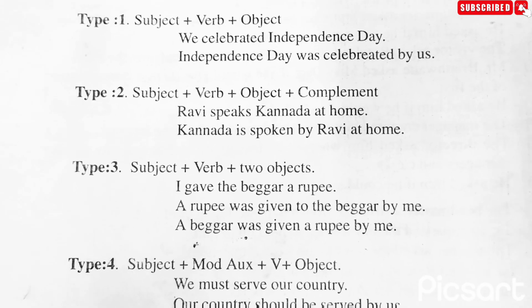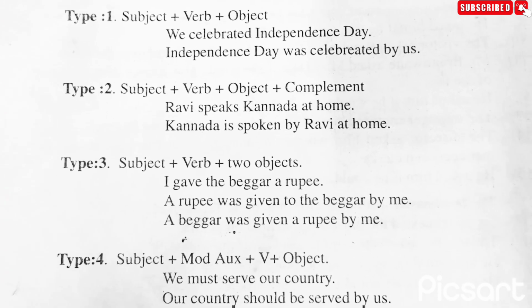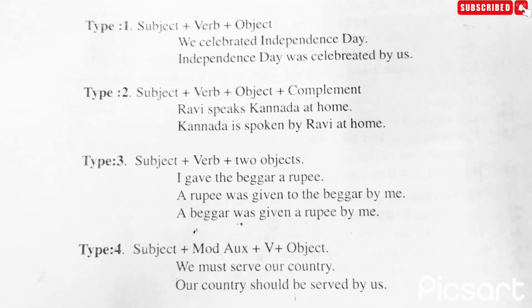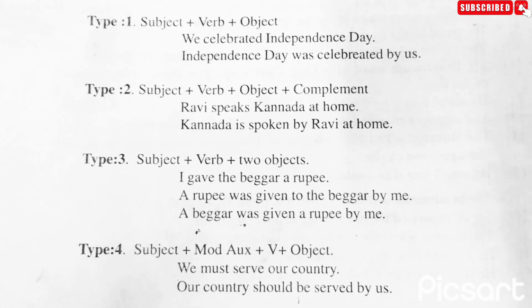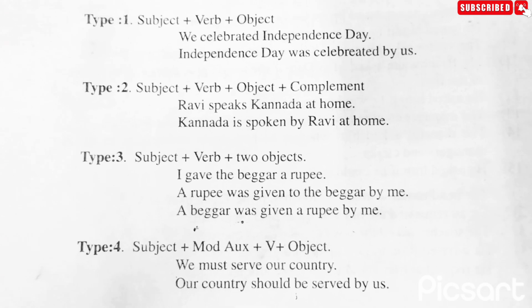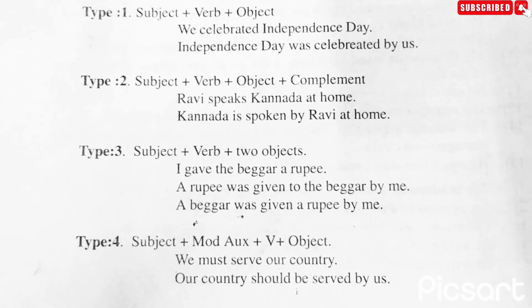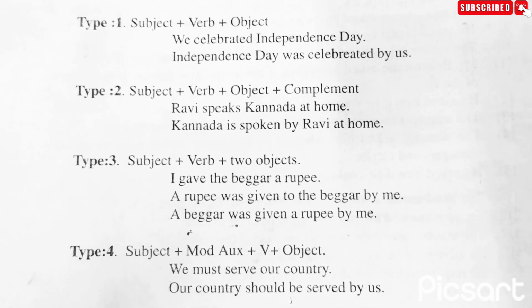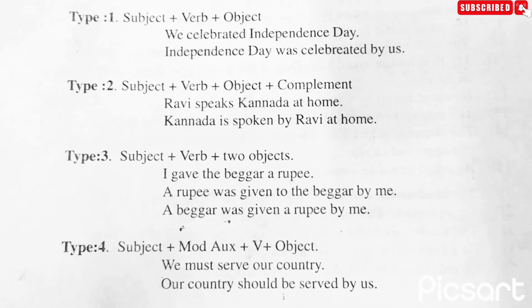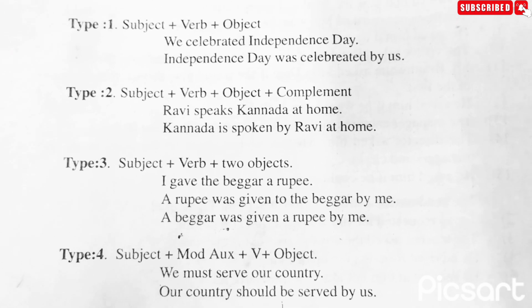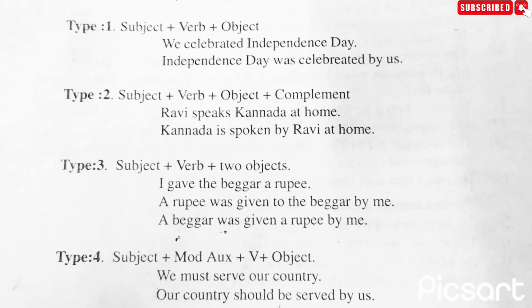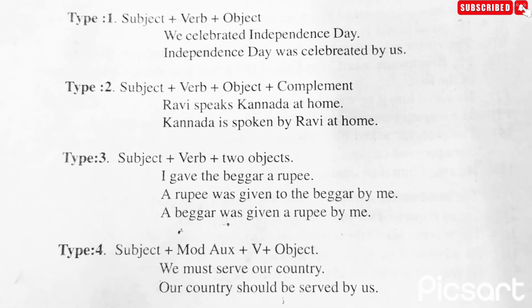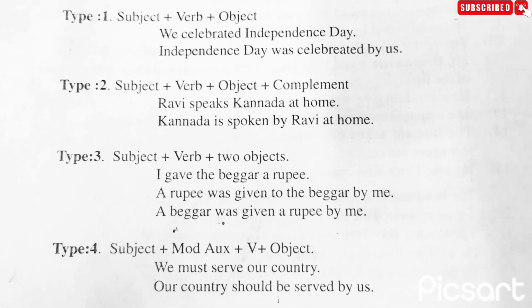I clarify in a very simple manner: type 1, type 2, type 3, type 4, and so on. First, you take type 1. Here, subject plus verb plus object. We take down one example. We celebrated Independence Day. We is a subject, celebrated is a main verb, it is in past form. Independence Day is an object.